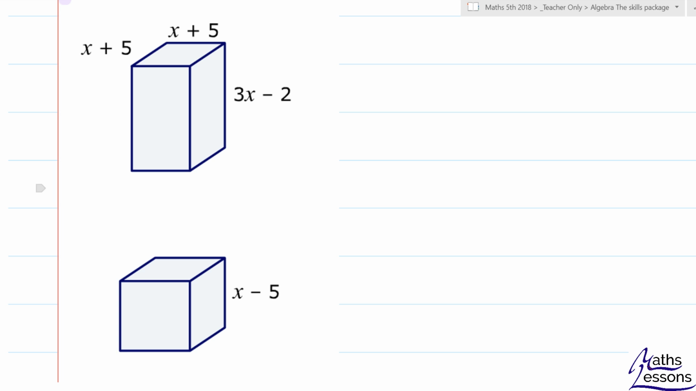I'm just going to quickly get through these. Get on to the next one. So we've got x plus 5 times x plus 5. I'll do that quickly in my head just to speed things up. I can write out a grid.